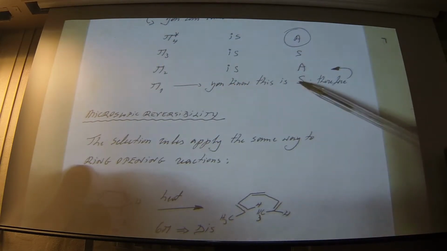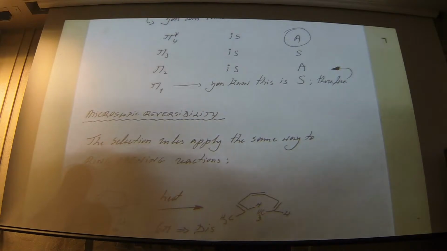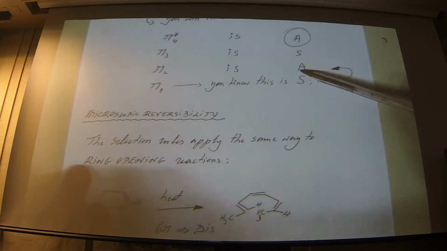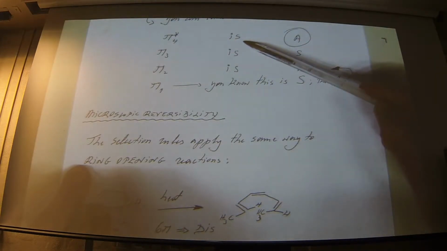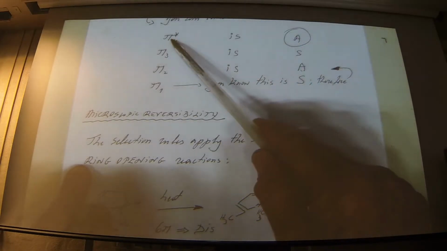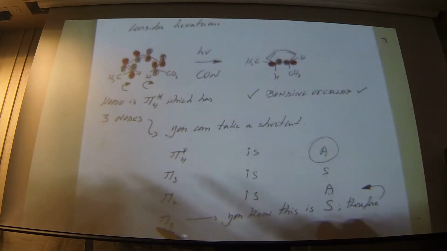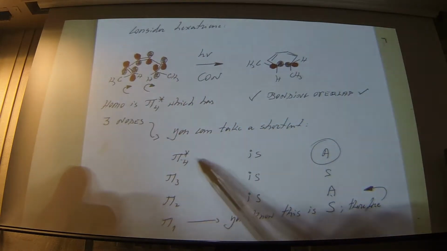So you know that this is S, right? Because the lowest energy molecular orbital has no nodes. So it always is going to be S. And the next one will have 1 node, so it's going to be antisymmetrical, symmetrical, antisymmetrical. So in the photochemically excited state of hexatriene, pi 4 star is the LUMO. That is antisymmetrical. So I've drawn in all the orbitals here for pi 4 star.